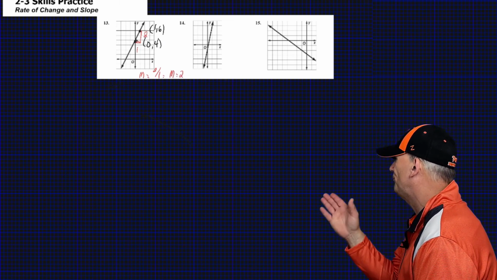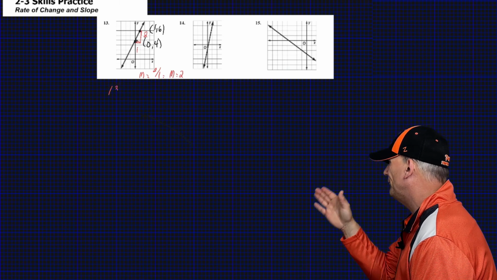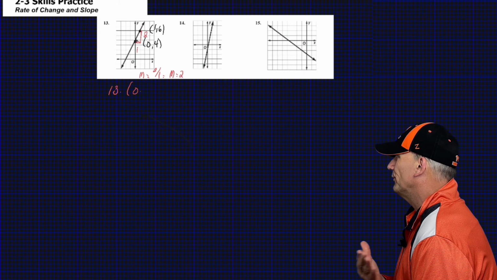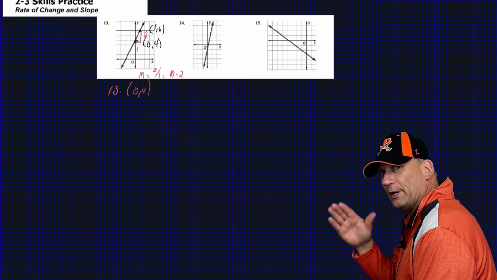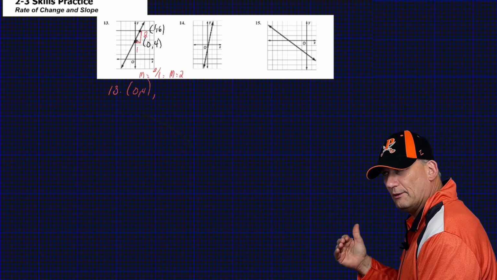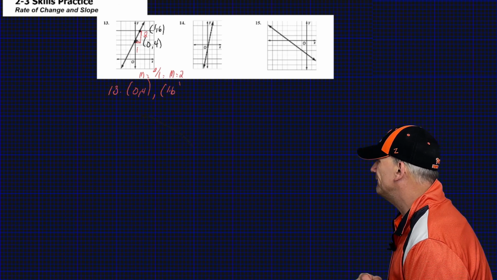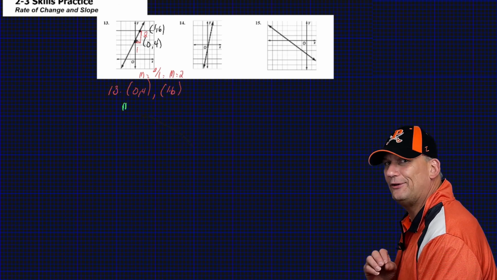All right, so here we go. I chose those 2 points, and we went over 1 and up 2. So what's the slope going to be? Over 1, up 2. It's going to be 2 over 1, or just 2. Here's the math again, for those of you that just have to use the formula.